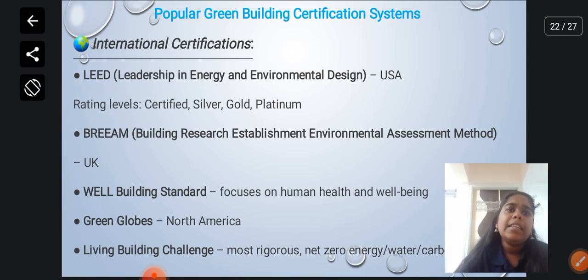And there are some international and national popular green building certification systems like LEED, Leadership in Energy and Environmental Design, from USA. BREEAM, Building Research Establishment Environmental Assessment Method, this is from UK. And some like WELL Building Standard, Green Globes, and Living Building Challenge.